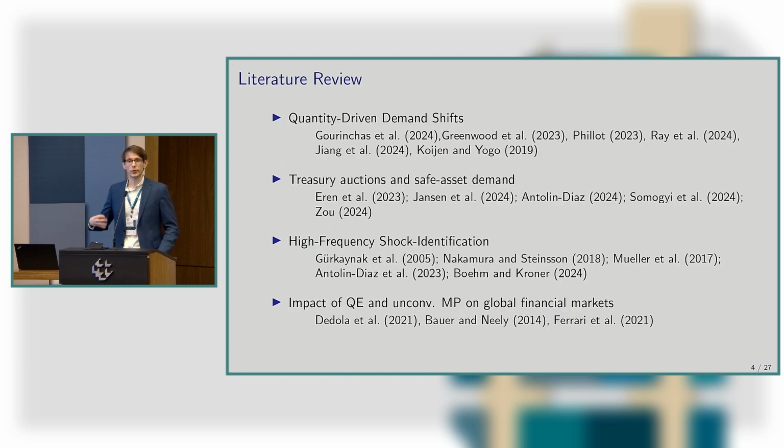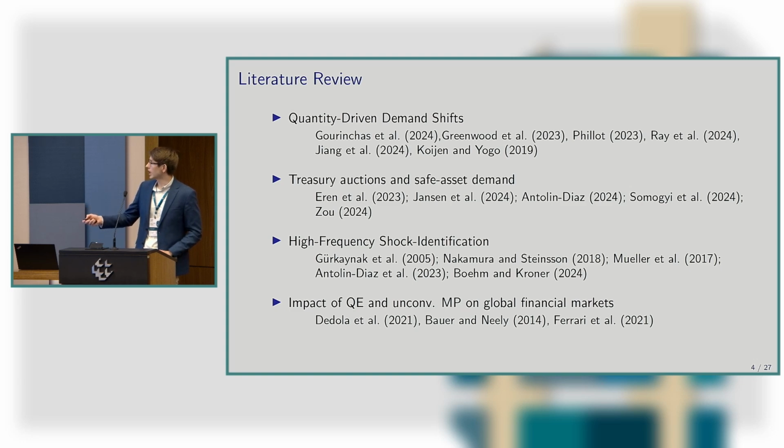There are different streams of literature we believe we contribute to. There is obviously a literature on quantity-driven demand shifts. Famous papers are those by Gorinchus and Greenwood in particular, but there's a bigger literature on the importance of demand and how we measure demand shocks in asset pricing in general, using new methods. There's also a very recent stream of papers that looks at the importance of treasury auctions and the demand for safe assets and how that may have changed over time.